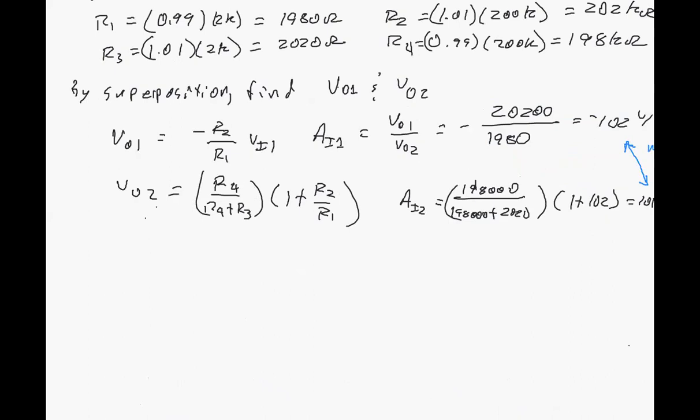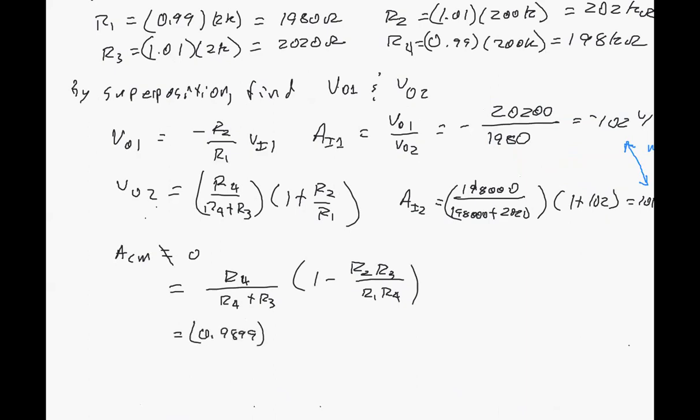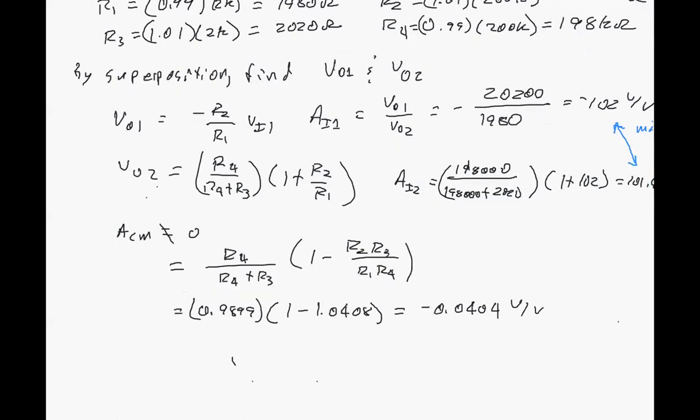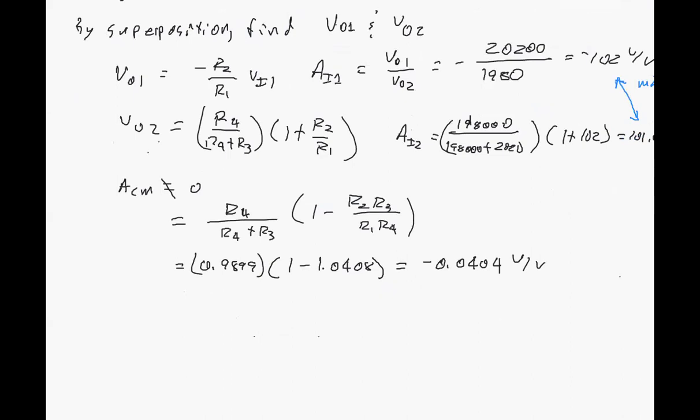And even worse, the common mode gain is no longer equal to 0. There's an equation for it in the book: R4 over R4 plus R3 times 1 minus R2 times R3 over R1 times R4. And if we put the numbers in for all these values, we get 0.9899 times 1 minus 1.0408, and that equals minus 0.0404 volts per volt. So the common mode signal is reduced in magnitude. It's smaller than when it went in, but it's no longer zero. It's no longer perfect, and it will cause us some problems.